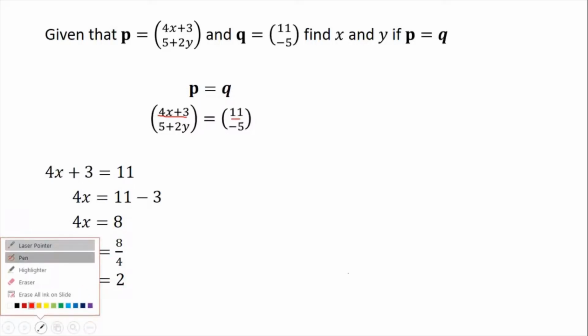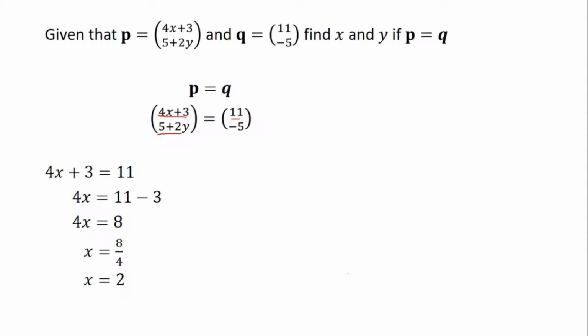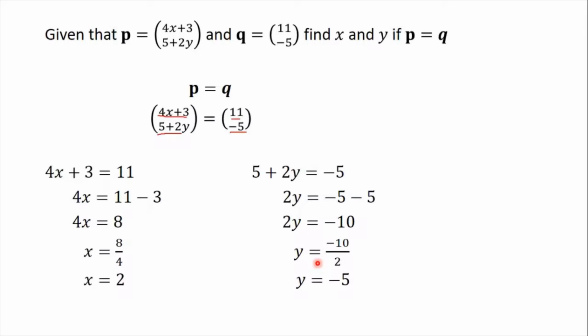In the same way, you can see that the y component here is also equal to the y component here. So 5 plus 2y is equal to minus 5. Once again, you group like terms. So you have 2y is equal to minus 5 minus 5. 2y is equal to minus 10. You divide both sides by 2 and y will give us minus 5. So we can say that x is equal to 2 and y is equal to minus 5 if vector p is equal to vector q.